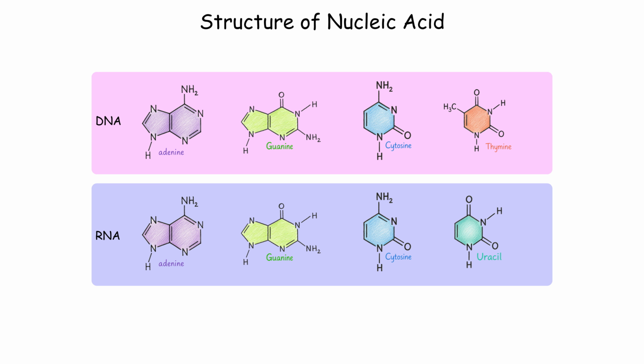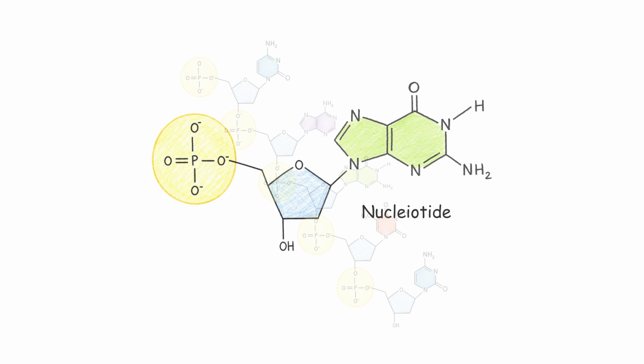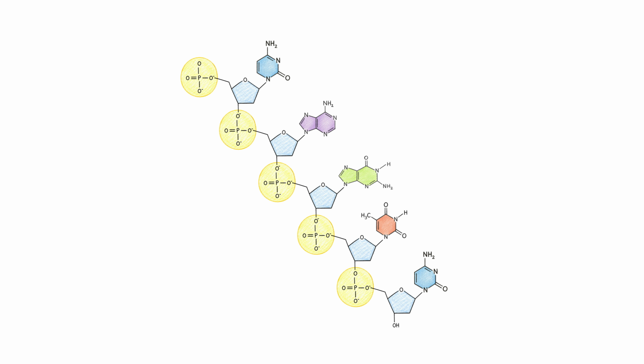Now, there is one small term that is useful to know. When a nitrogenous base is attached to a sugar, we call that a nucleoside. But when a phosphate group is added to that nucleoside, it becomes a nucleotide. So a nucleoside has a sugar and a base. A nucleotide has a sugar, a base, and phosphate. And nucleotides are the units that join together to form nucleic acids.